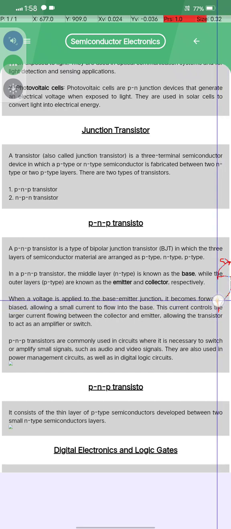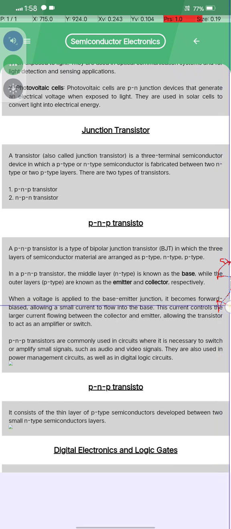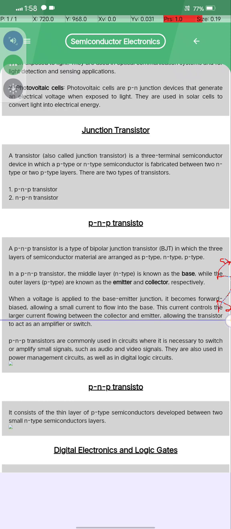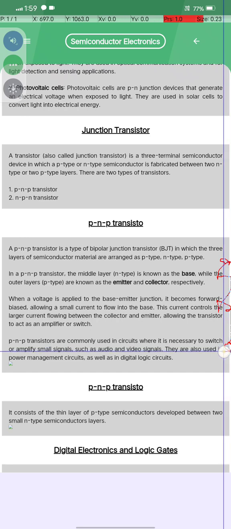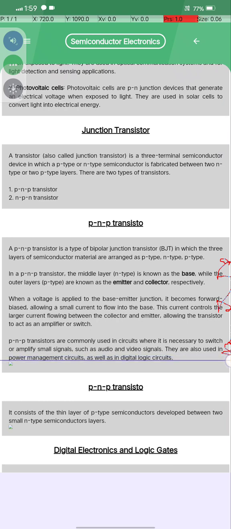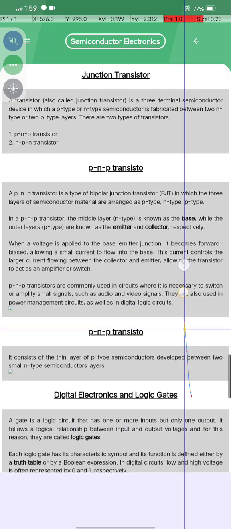When a voltage is applied to the base-emitter junction, it becomes forward biased, allowing a small current to flow into the base, and this current controls the large current flowing between the collector and the emitter, allowing the transistor to act as an amplifier or a switch. PNP transistors are commonly used in circuits where it is necessary to switch or amplify small signals such as audio or video signals, and they are used in power management circuits as well as in digital logic circuits.